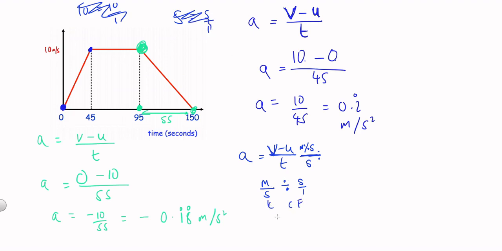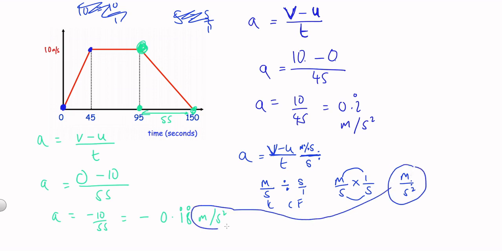Keep, change, flip. So we're keeping this one, change the division to times and flip the last one. So what does that give us now? Meters times 1 is m, and s times s is s squared. Right, so that's meters per second per second. I have written that over here and here. That is meters divided by second squared, or you can just pronounce it as meters per second per second.